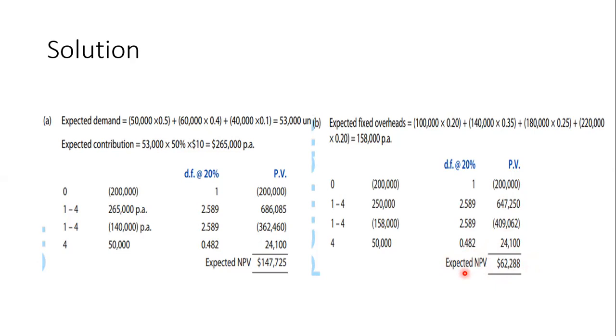So that's how expected values are incorporated into investment appraisal questions. Straightforward, right? That brings us to the end of this lecture.